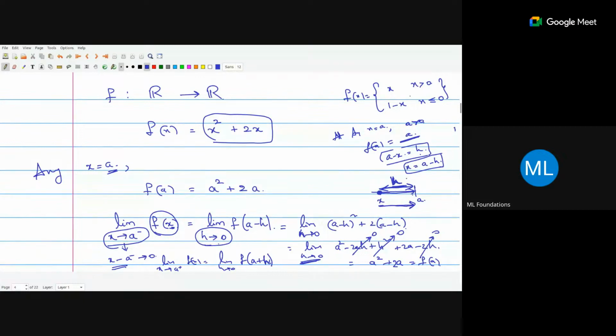So in the case of x greater than 0, it is continuous. Your left hand limit will be equal to the right hand limit will be equal to the function value, and you will conclude that when x is greater than 0, it is continuous. The same case you will conclude for when x is less than 0 also. But when you come to the x equals 0 case, there the left hand limit will not be equal to the right hand limit, and it fails the continuity at x equals 0 for this function.